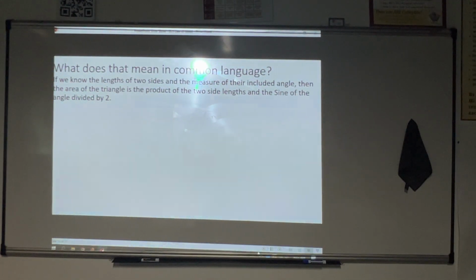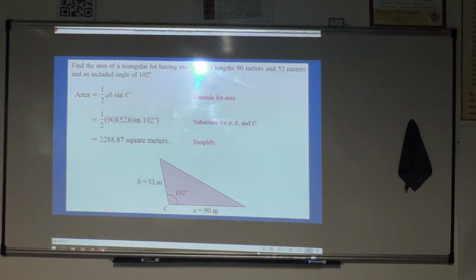So if we know the lengths of the 2 sides and the measure of their included angle, then we can multiply those together times the sine of the known angle and divide all of that by 2, and it'll give us the area of the triangle. So here I can see 102 degrees is between side B and side A, so it's the included angle. So I can substitute in here and I can say 90 times 52 times sine 102 multiplied by 1/2, which is the same as dividing by 2, will give me the area of that triangle.